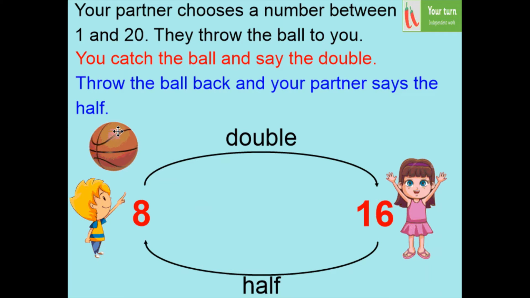So your partner chooses a number between 1 and 20. They throw the ball to you. You catch the ball and say the double, and then throw the ball back and your partner says the half.